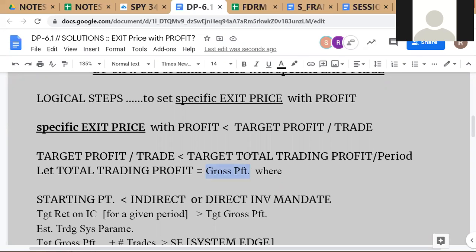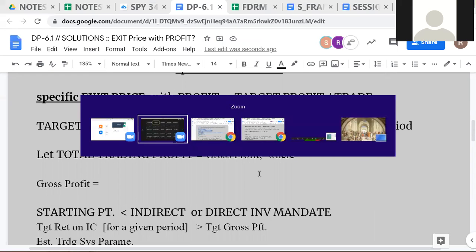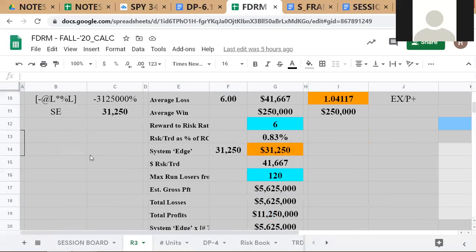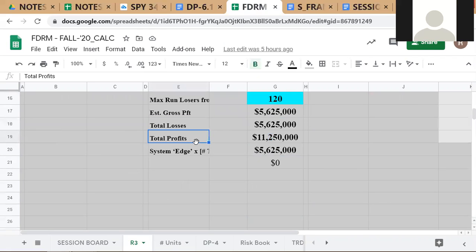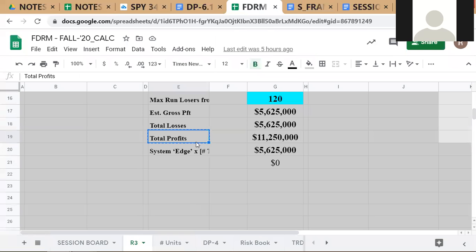maybe we should just write profit properly. Let's put some line gaps in between so that you can see it clearly. Where gross profit is equal to total profits minus total losses.